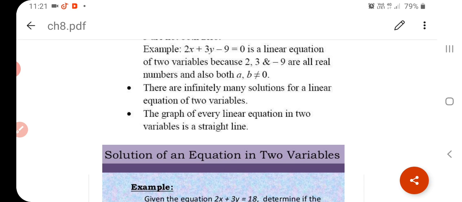Drawing the graph of a linear equation in two variables. To draw the graph of a linear equation in two variables x and y, proceed as under. Rewrite the given equation with y as the subject, that is y = mx + c. You have to rewrite the equation in the form of y. Select any three convenient integral values of x and find the corresponding value of y for each selected value of x. Make a table of values.